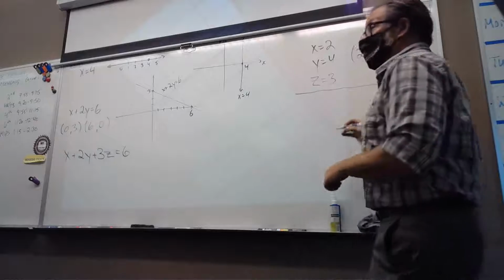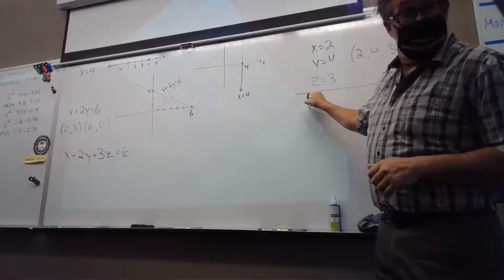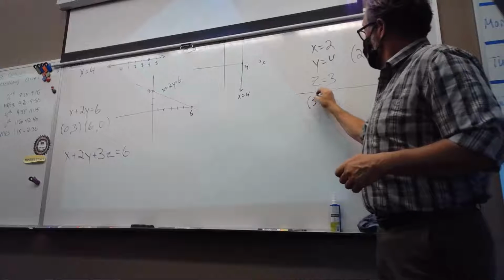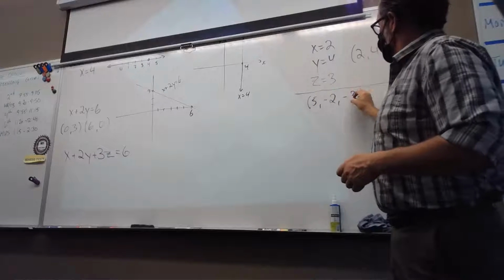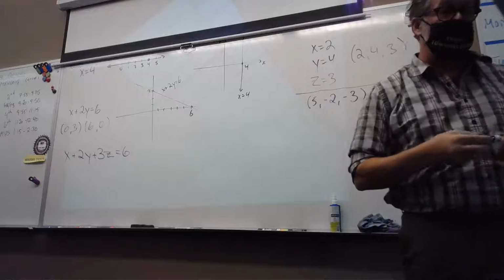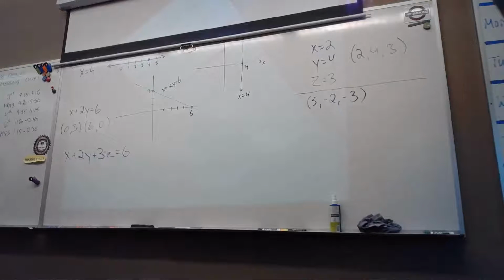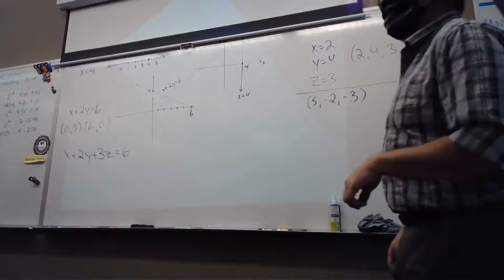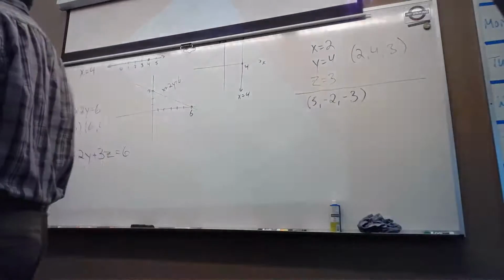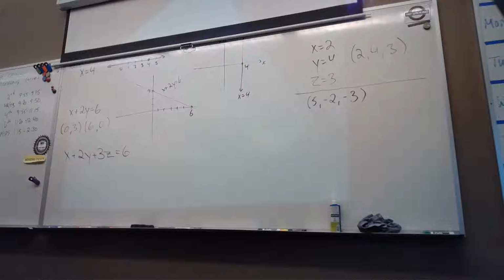Now, I want you to find the following point: 5, -2, -3. Where would you find that point? Oh no, the horror. So where would it be? Where would you find it? This side. Can you imagine? Oh, look at that. Go down. Maybe like that.